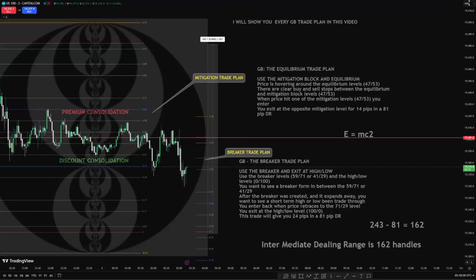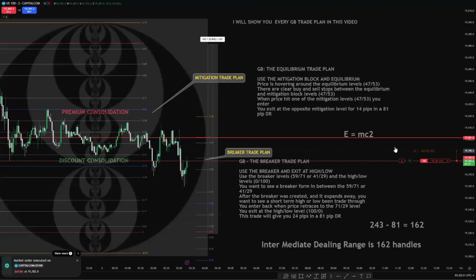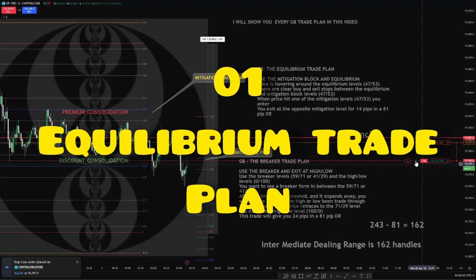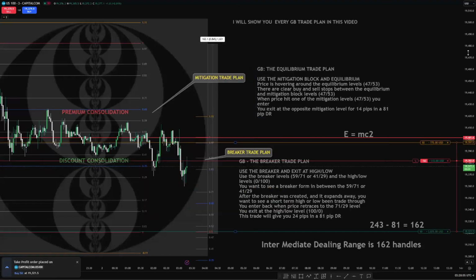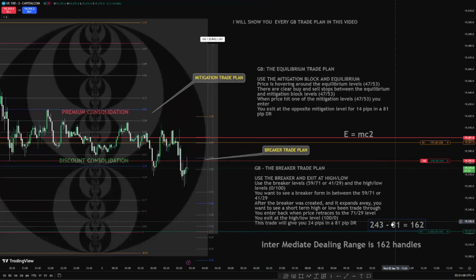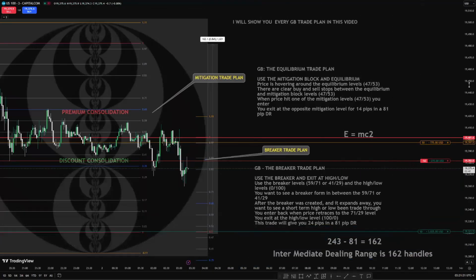Okay guys, we are looking at a PO3 dealing range. If it is 81 pips within that range, we identify our key equilibrium levels, which is 40, 47 and 53, and the 47 is for discount level, and the 53 is for premium. These levels are not just numbers, they act as the balance points between buyers and sellers, showing us where the market is likely to make a decision.